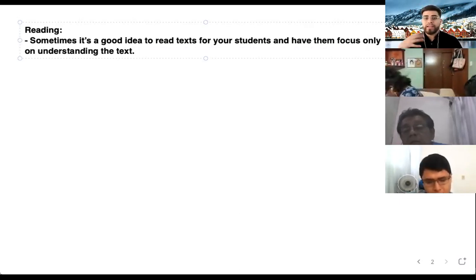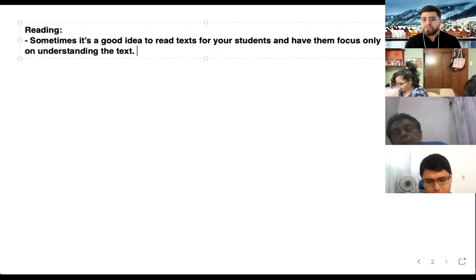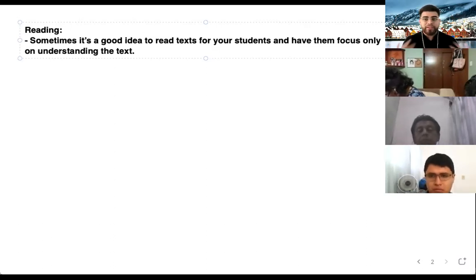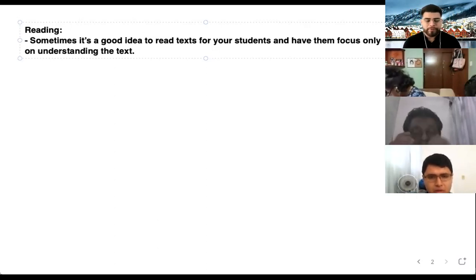If you want to help your students with the reading skills, maybe you can read for them, and they can follow along with their fingers. In this way, they're not so focused on pronunciation that they can actually concentrate more on understanding the text. So depending on what skill you want to work on, if you want to help your students with pronunciation, then yes, tell them to read out loud. But if you want to help your students with their comprehension skills, then maybe you can read it for them. Or maybe you can have the advanced student, the one who's really good at reading, read it for the class. So yes, sometimes it's a good idea for you to read the text for your students.